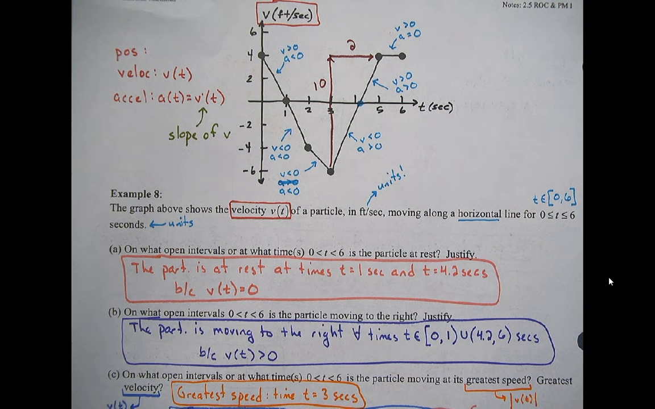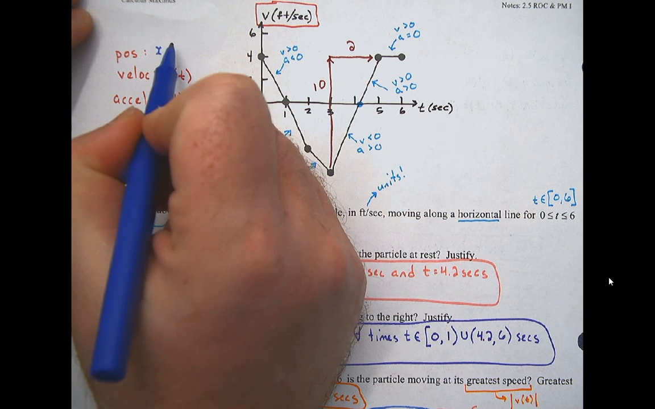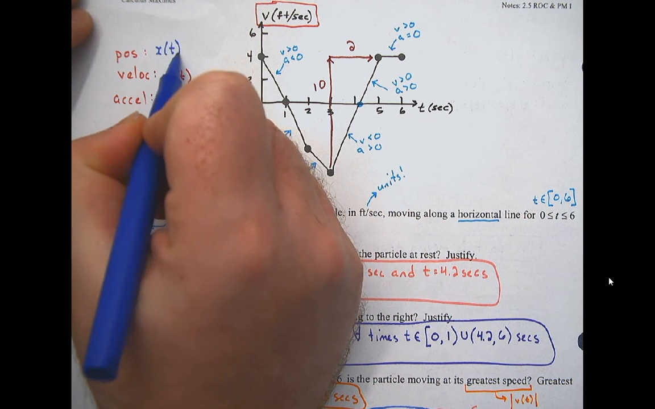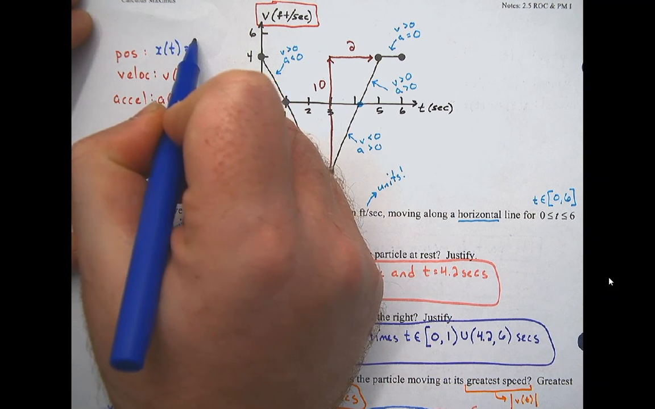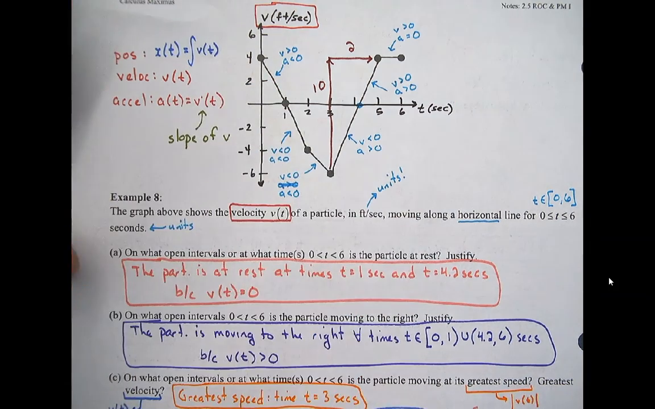Well, it turns out to figure out position, we have this thing called the antiderivative. Just like almost anything you could think of in math has something called an inverse. And so the inverse of derivative is this thing called the integral. And some of you who have taken physics maybe have already seen that. And so position x of t is equal to the integral of velocity. It's the antiderivative.